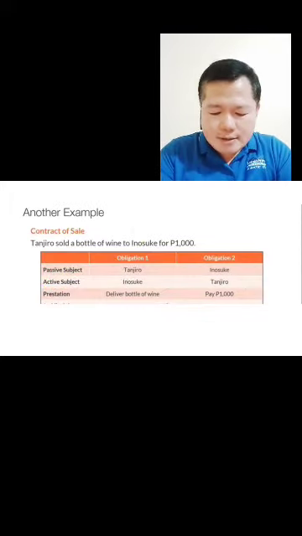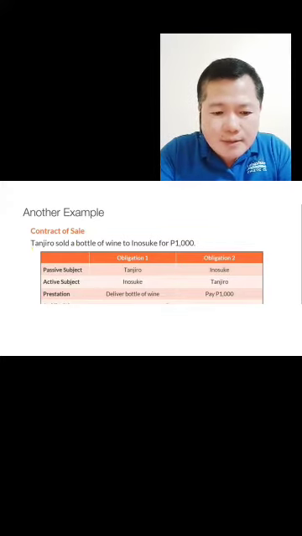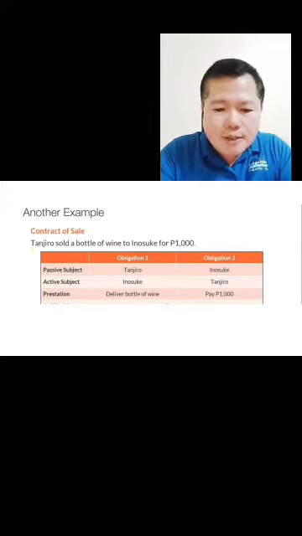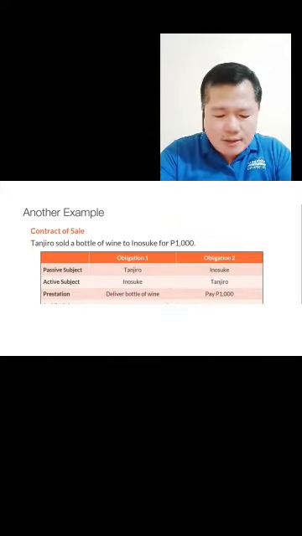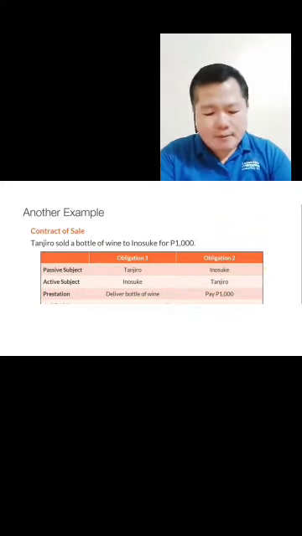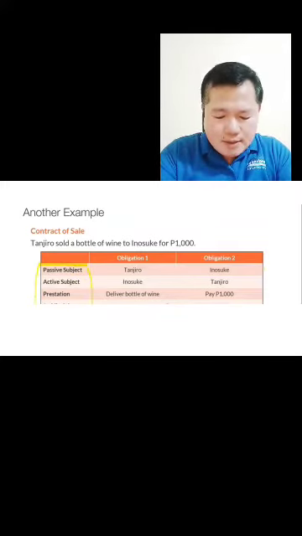Next is another example. This time we have a contract of sale. Okay, we have to read the example. Tanjiro sold a bottle of wine to Inosuke for 1,000. As you have noticed, we have prepared a table. Under this table, we have placed the 4 essential requisites. We also have 3 columns. Columns number 2 and 3 are obligation number 1 and obligation number 2.